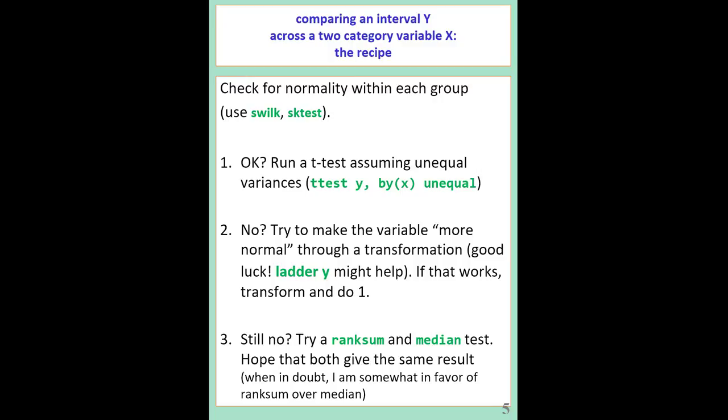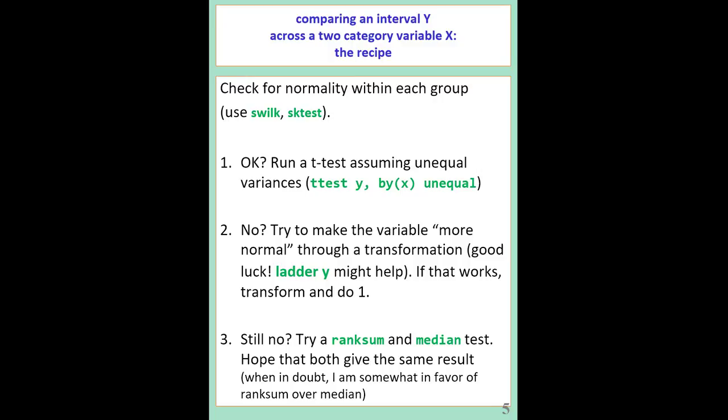If you've tested that, that you typically do first. Then you run a t-test through this command. T-test on y, where y is the interval variable, comma by x, where x is the variable with two categories, and you add an additional option there that's labeled unequal. More about why that's there in a minute.